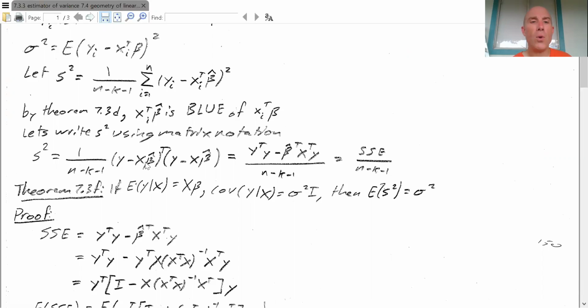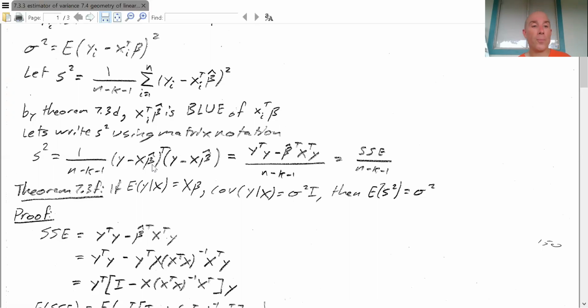I see that it's going to be the 2 norm of y minus x beta hat. Okay. And if we expand this out, we'll see that the middle two terms cancel out, and then we're going to end up getting this formula. All right, let's go ahead and label the numerator as the sum of squares error, because it's the sum of squares deviation between the observed y value and the modeled y value.